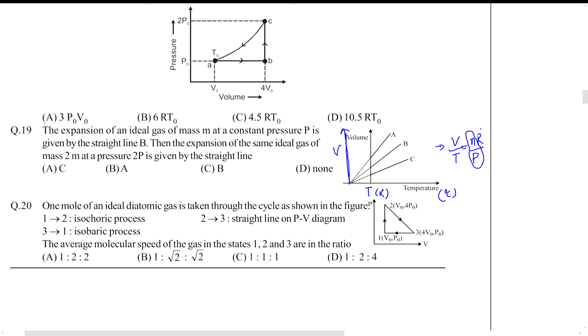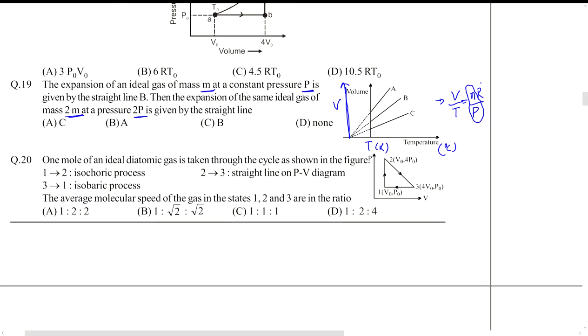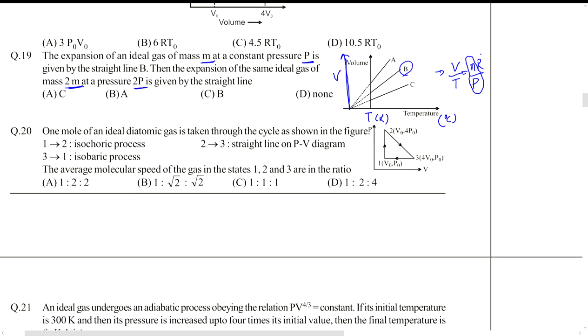In the first case, we have a gas of mass M at a pressure P. In the second case, the mass is doubled, so the number of moles is doubled as well, and the pressure is doubled as well. Basically, n by P remains constant for the two processes, so the graph will be the same. This will be option B.